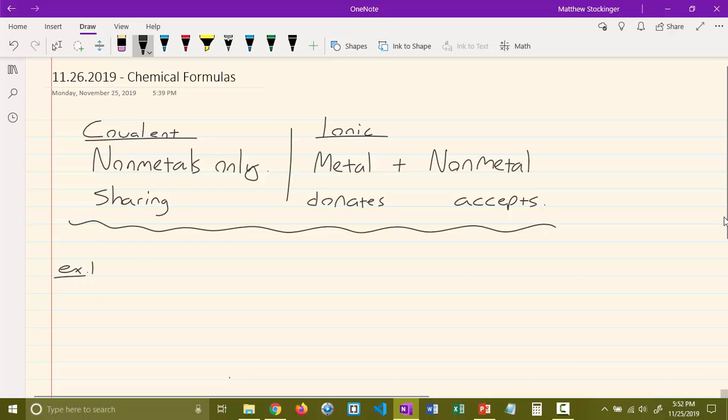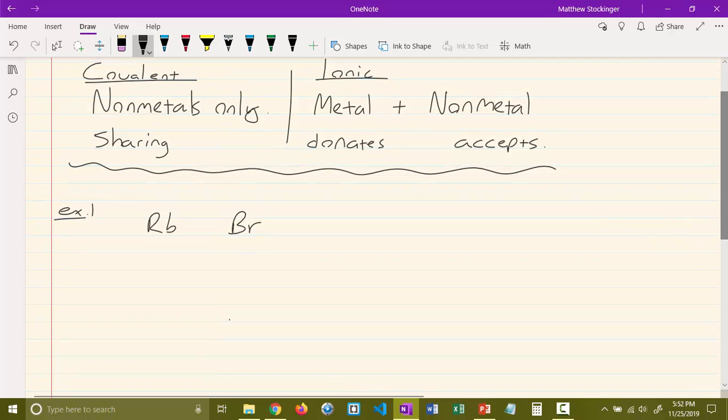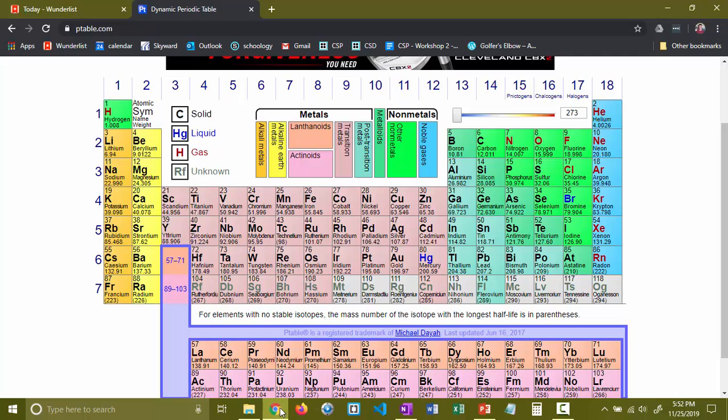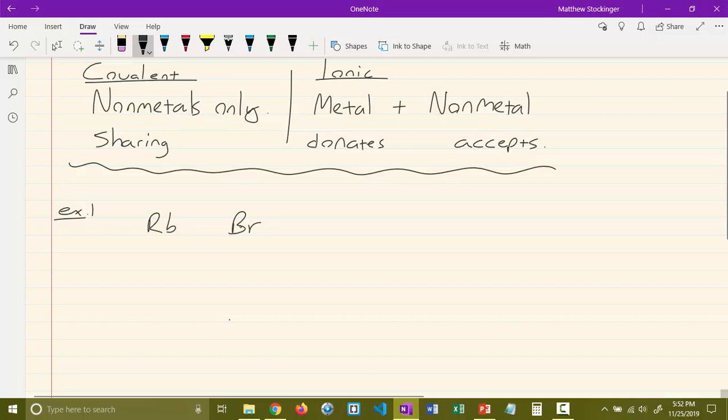Example 1. I give you two elements, let's say rubidium and bromine. First question, is this nonmetals only, or is it a metal plus a nonmetal? We need to know whether this is ionic or covalent bonding. Let's check on rubidium. Rubidium is in the alkali metals. It's a metal, so that settles it right there. This is a metal plus a nonmetal. This is ionic. So we're going to have donating and accepting.